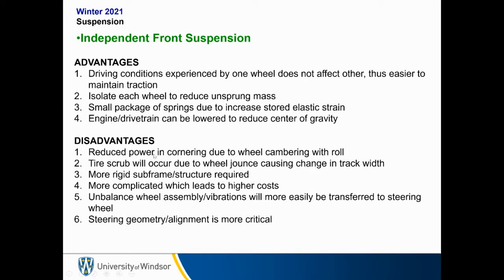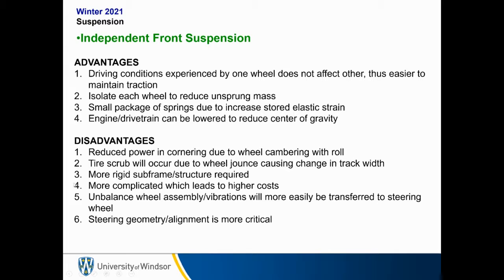You can't generate as much power during cornering due to wheel cambering with roll. Tire scrub will occur due to wheel jounce, causing a change in track width. You need a more rigid subframe / structure. It's more complicated, which leads to higher cost. Unbalanced wheel assembly / vibrations will easily transfer to the steering wheel, and steering geometry / alignment is more critical.